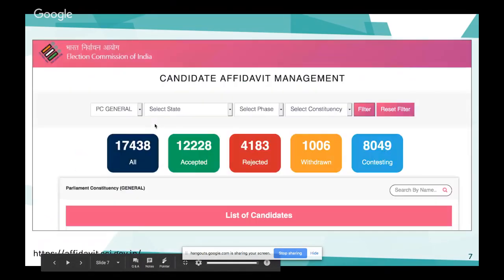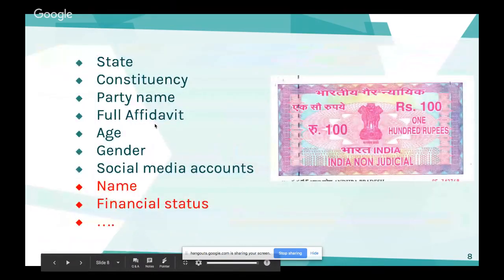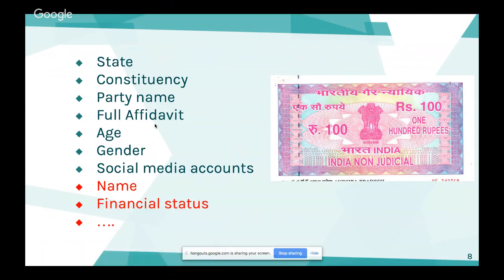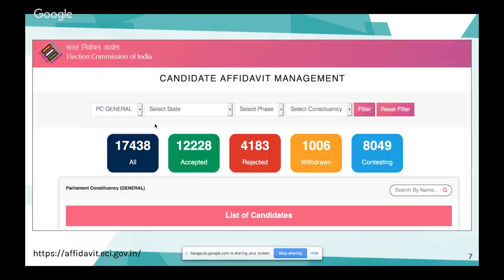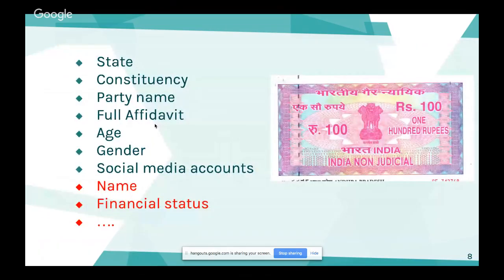So what essentially happens is, if you want to contest the election, you prepare an affidavit with a form filled with different details, and you submit it to the election commission and they approve you. That's why if you see this slide, it says all accepted, rejected, withdrawn, contesting, different categories of candidates, so to say.